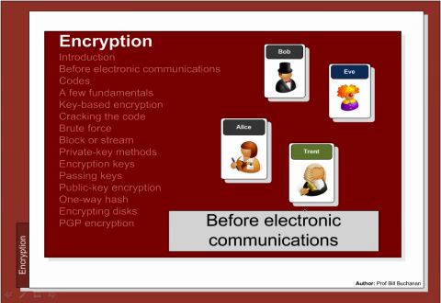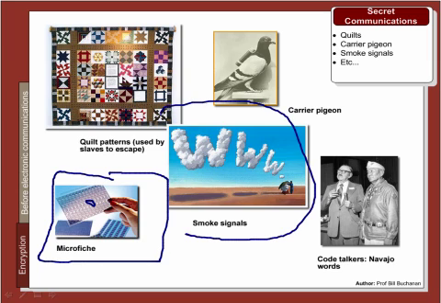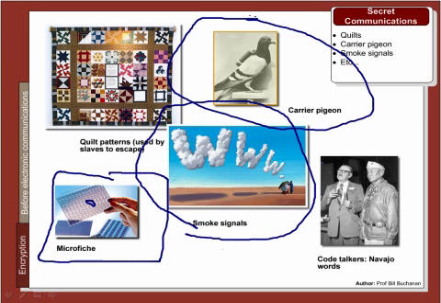Okay, so what were some of the methods that were used before electronic communications? Well, we've all seen examples of microfiche, where secret messages could be stored in very small areas. The Indians used smoke signals. Carrier pigeons have been used extensively, and in the Second World War, the Navajo words were used to pass secret codes. Along with this, we can see quilt patterns that were used by American slaves, which actually described a map of how to escape.